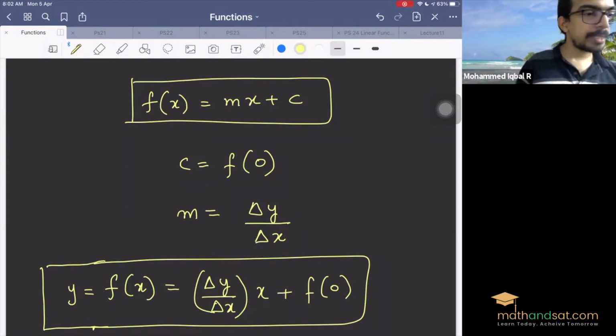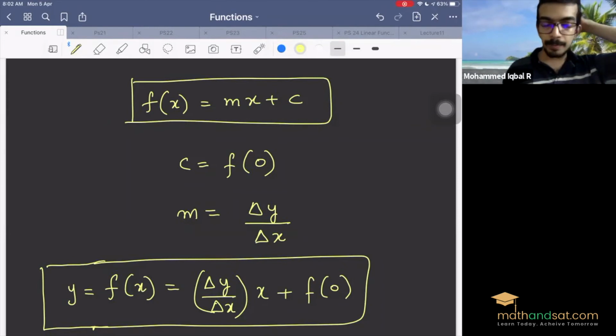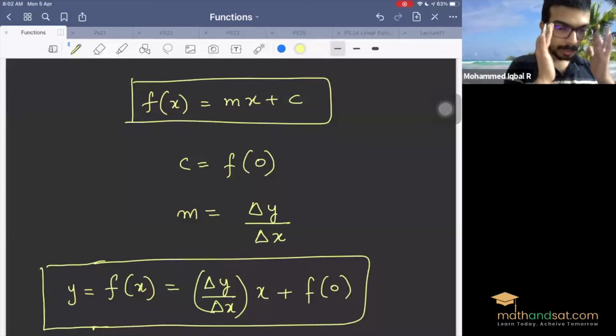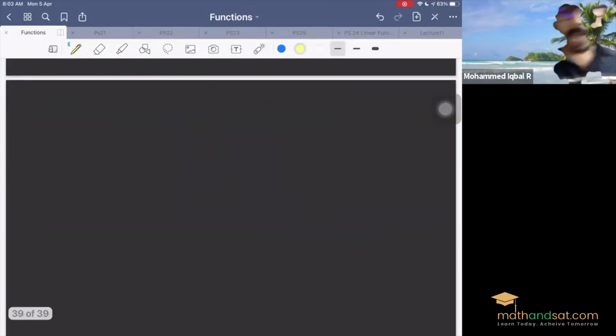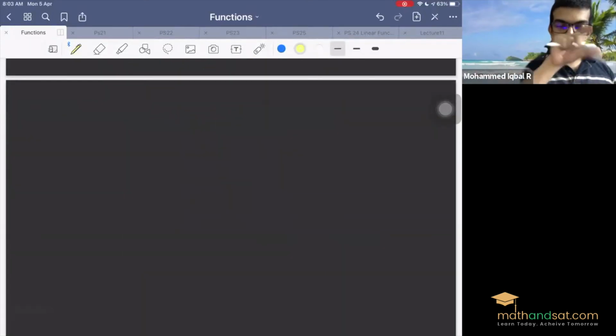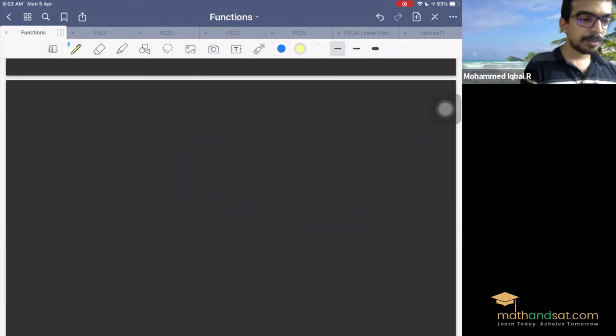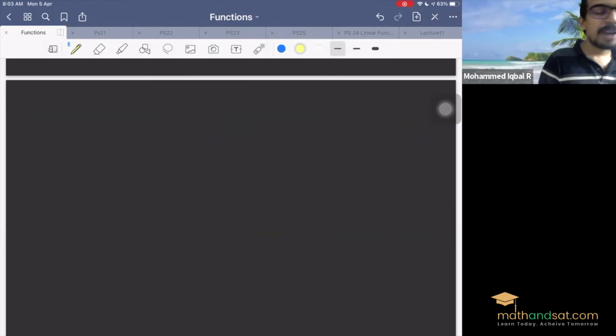Okay, let's quickly see one example. In the previous classes, we have seen tables representing linear functions, but we never used the table to arrive at the expression for the function. Now let's see how we can get the expression for the function. If you know the expression for the function, you know how to generate a table. But if you have a table, how do you generate the function? So that is our question.